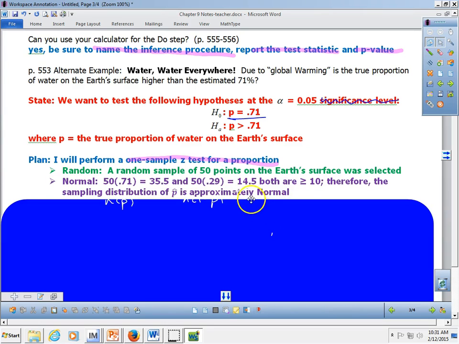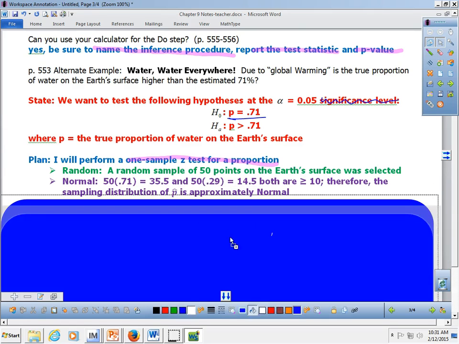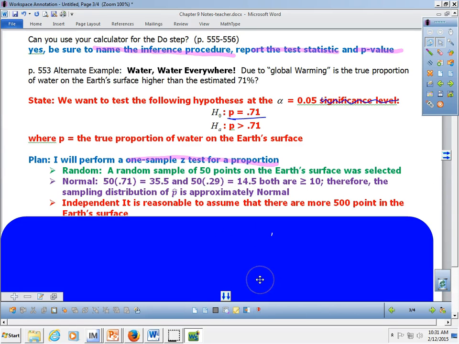Therefore, the sampling distribution of p hat is going to be approximately normal. Okay? And that's what that's tied to. We can use the normal approximation. And then, of course, independent. There are certainly more than 500 points on the Earth's surface in which they could have sampled to find the proportion of water. Okay?